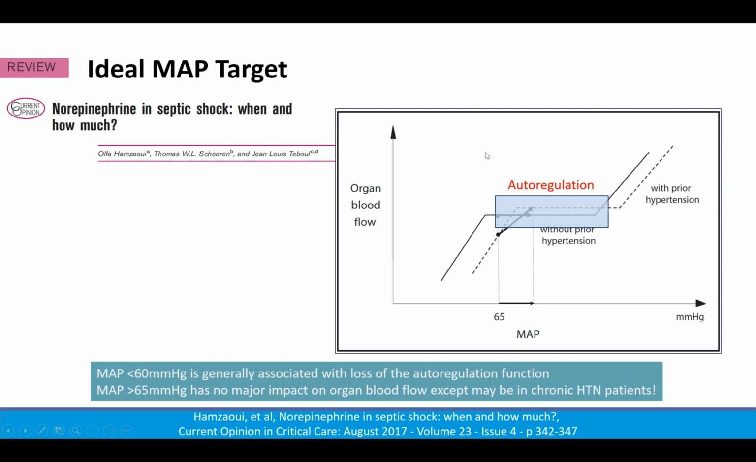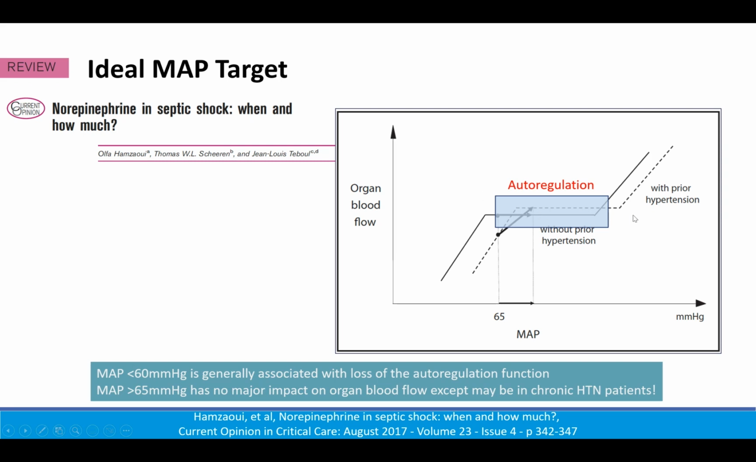And when you give a vasoactive agent, you need to determine the target mean arterial pressure. We usually target a mean arterial pressure between 60 and 65. In a normal person, any pressure higher than 65 is not going to be associated with better organ blood flow, because we're in the autoregulation segment of the graph.